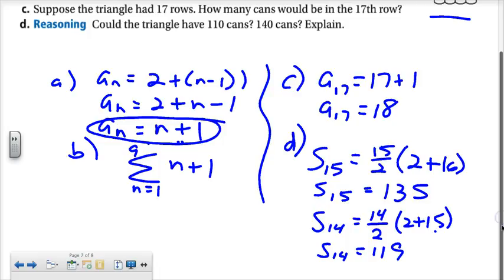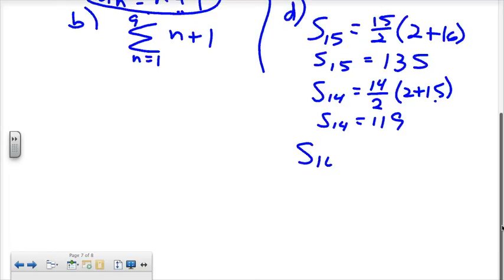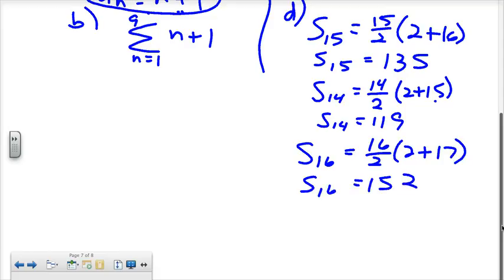And just to make sure, I guess I would check S sub 16 just to make sure that it's not going to give me 140 cans. So that would be 16 divided by 2, and 2 plus 16 plus 1 is 17, and that ends up being 152. So in answer to their question, no, it's not going to get there. And we have all the math here to show that it's never going to perfectly be the two numbers that they asked us to check for here. So we can move on.